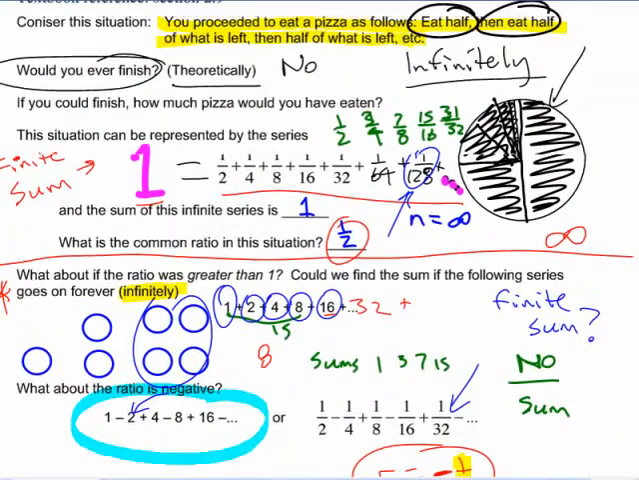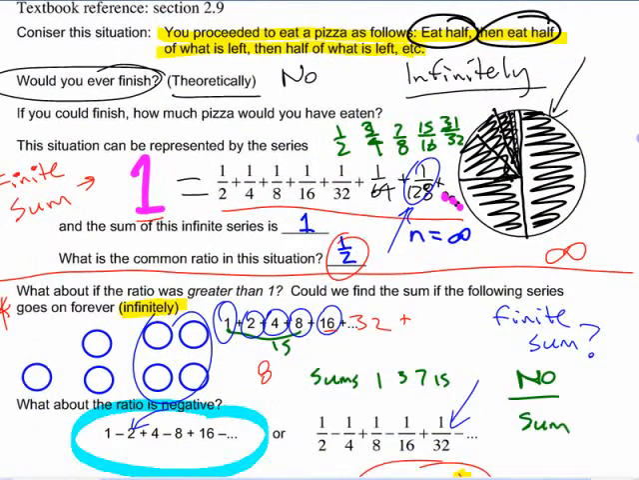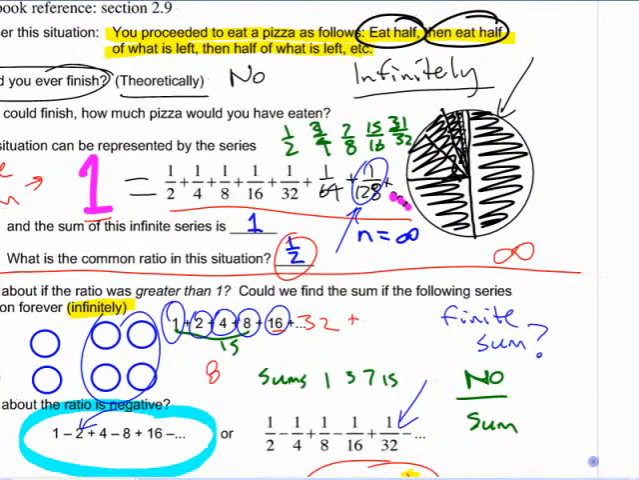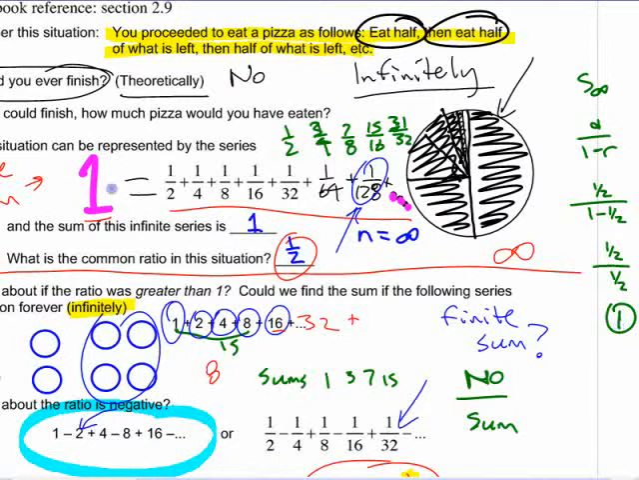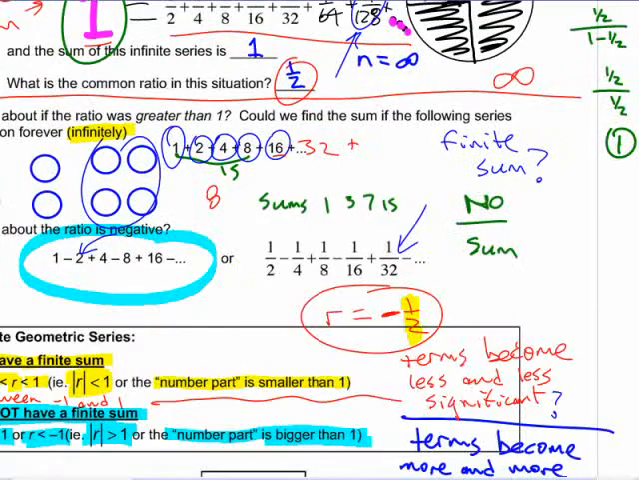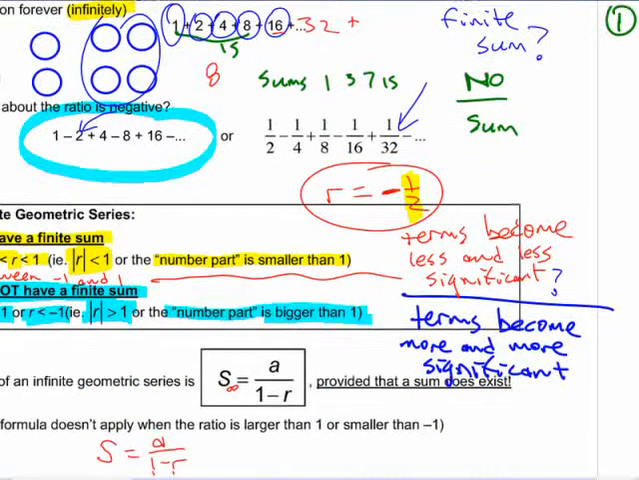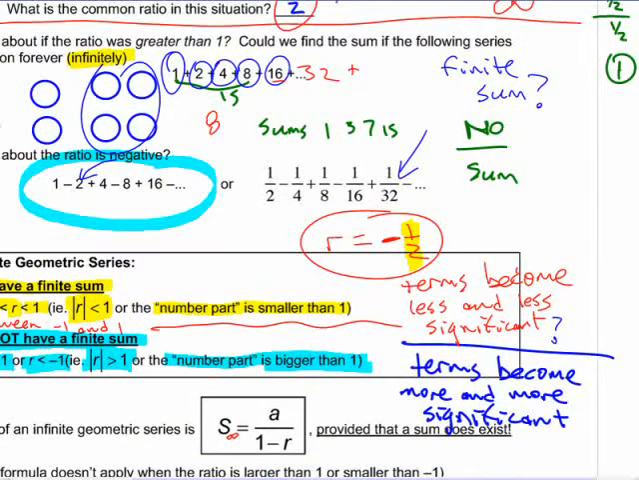Go back up here and plug the numbers in. I don't have tons of space here, but maybe I have some over at the side here. If we do S infinity for this first example, A over 1 minus R, the first term was 1/2. On the bottom here you have 1 minus 1/2. A half divided by a half is what? Is 1. That's what we said the sum was.